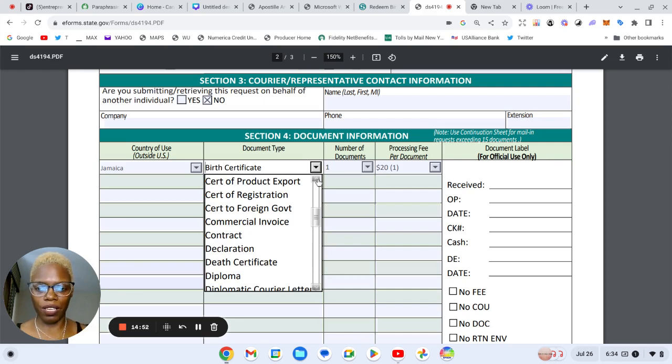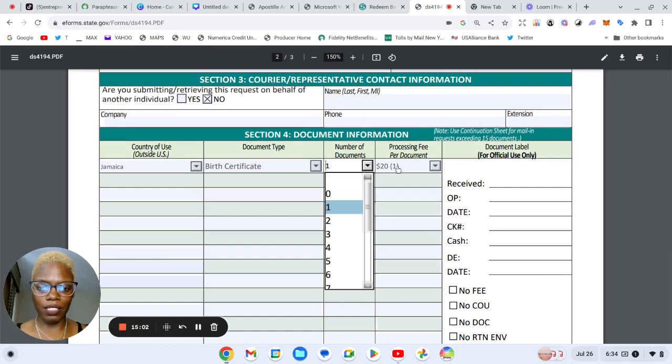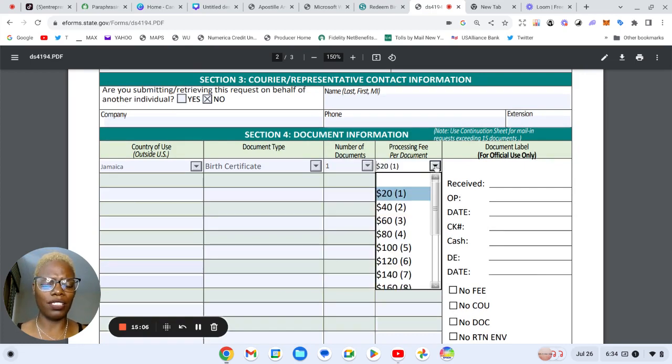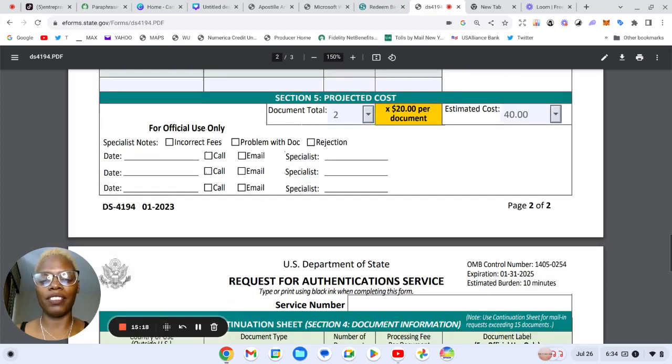Oh my goodness, why is this taking so long? So birth certificate is what you highlight. It's one document, and it costs $20. I think this is the same form for everyone. Then we're going to scroll down, same like before. I asked for 2, so that equals 40. And you are complete. That is done.